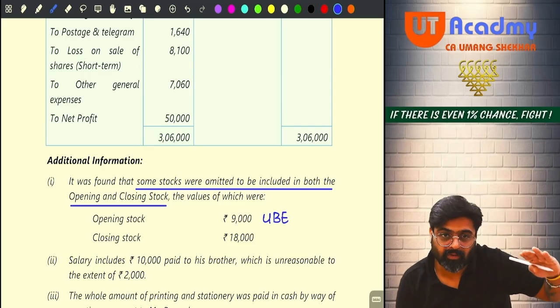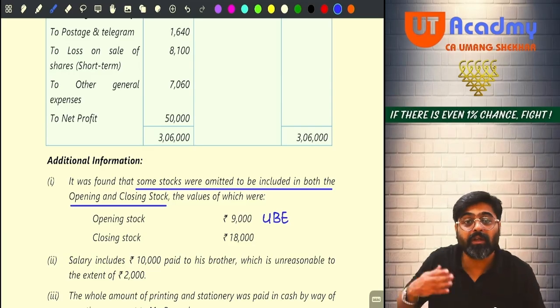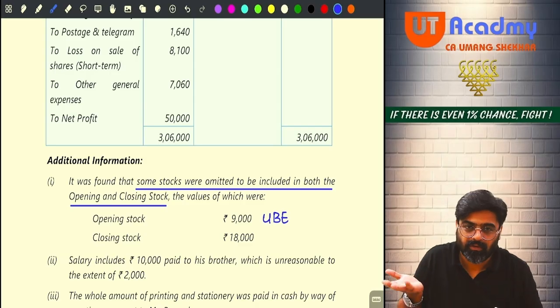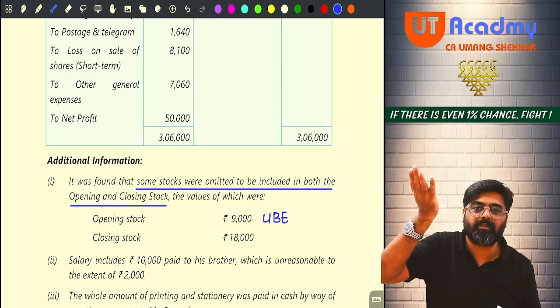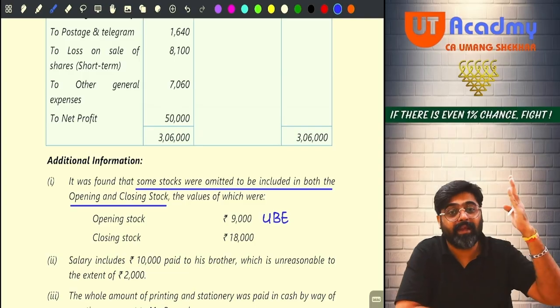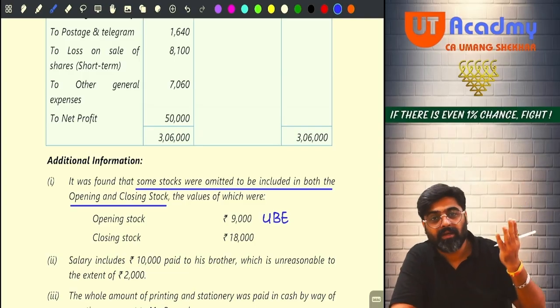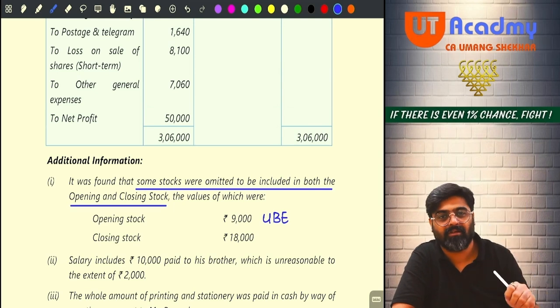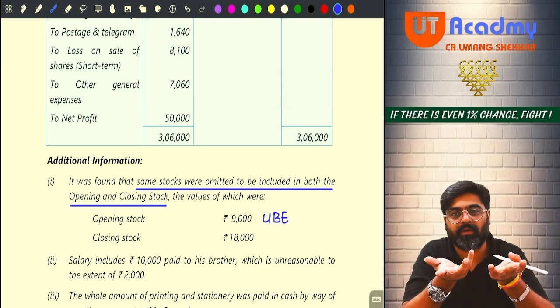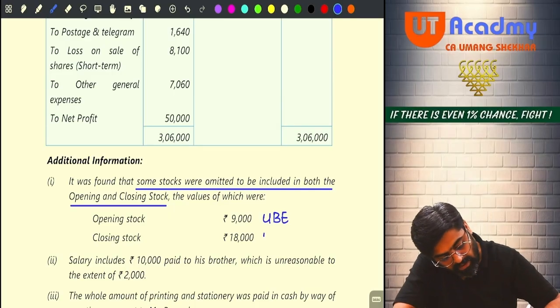Same logic for closing stock. Closing stock 18,000 recorded less, so the net profit is also less by 18,000. So now I will increase the profit by 18,000 by considering this amount. This is an income side item. Income side 18,000 is less, so profit is 18,000 less, so I have to increase the profit. So this will be my unrecorded business income, an income side item.